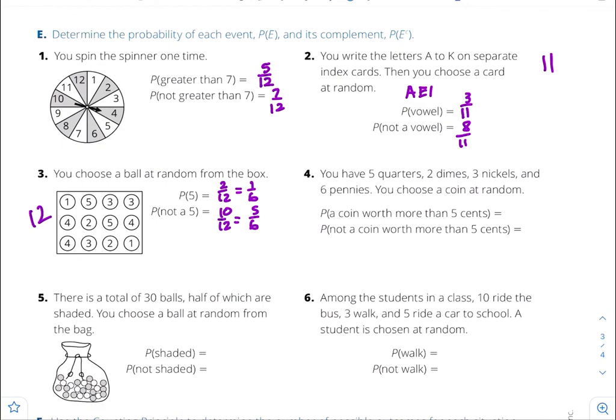Number 4, a coin worth more than 5 cents. So, coins that are worth more than 5 cents are quarters and dimes. So just keep in mind, there's 16 total here. There's 5 quarters and 2 dimes, which are more than 5 cents. So that's 7 out of 16 chance. Probability of not a coin worth more than 5 cents, that's 6 pennies and 3 nickels, which is 9 out of 16 chance.